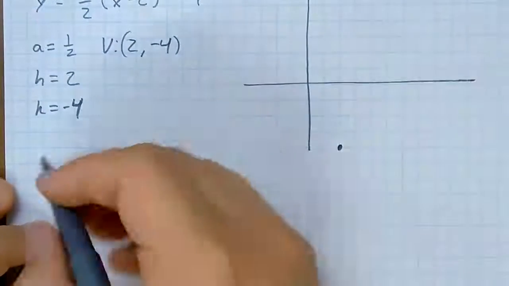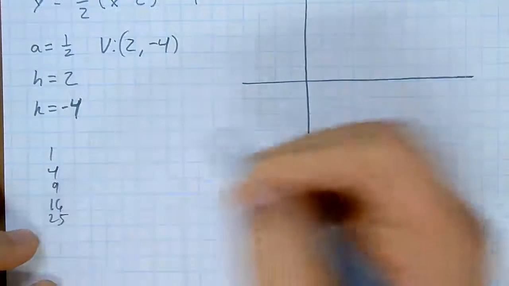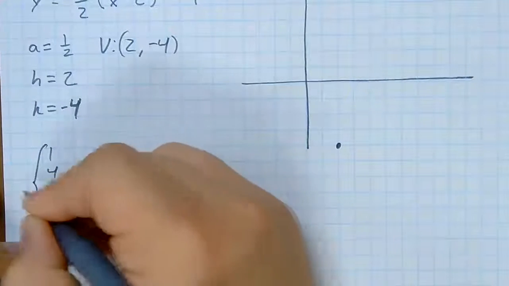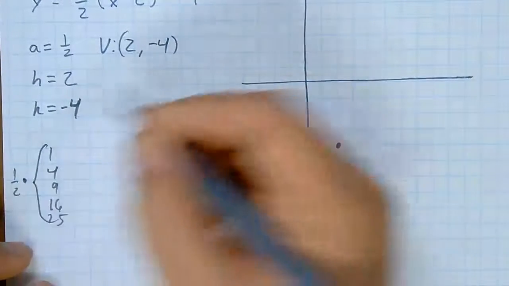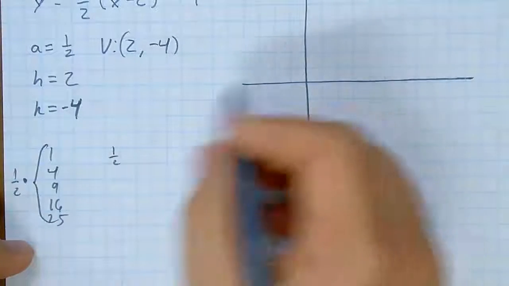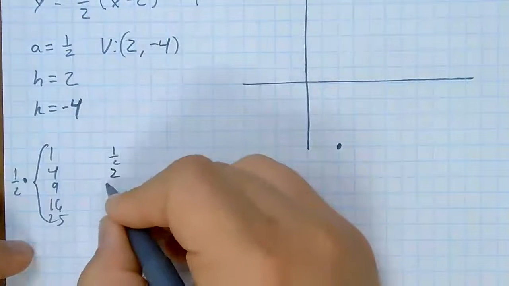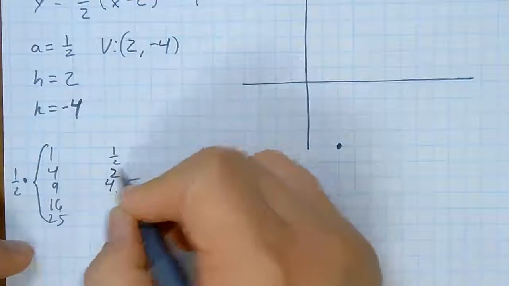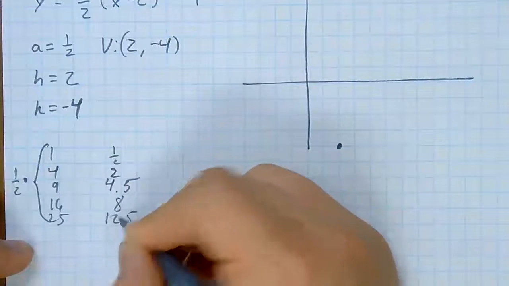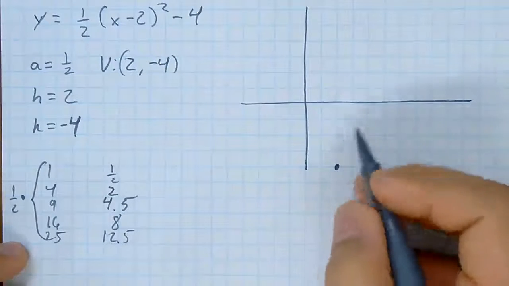Okay. So we have our pattern of 1, 4, 9, 16. I'll even go 25. If we multiply 1/2 times each of these, 1/2 times 1 is 1/2. 1/2 times 4 is 2. 1/2 times 9 is 4.5. 1/2 times 16 is 8. 1/2 times 25 is 12.5. Okay. And so these are the distances above the vertex.